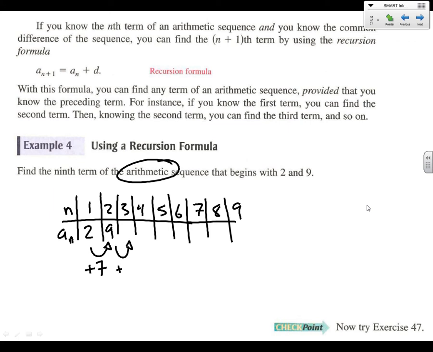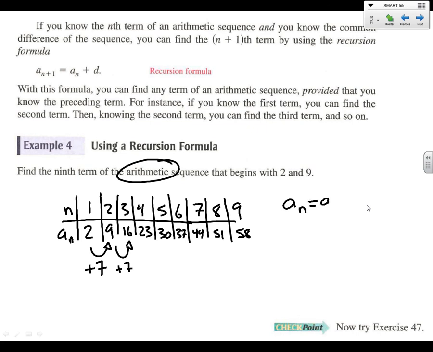Plus 7 to 9 is 16. Let's keep going. 16 plus 7, 23. Plus 7, 30. 37, 44, 51, and 58. All the way down there. So we can use that recursively. We could also do this just coming up with a formula, probably a lot faster.